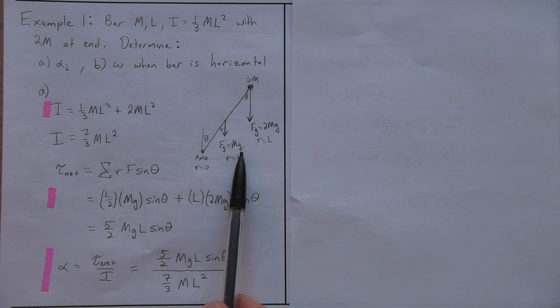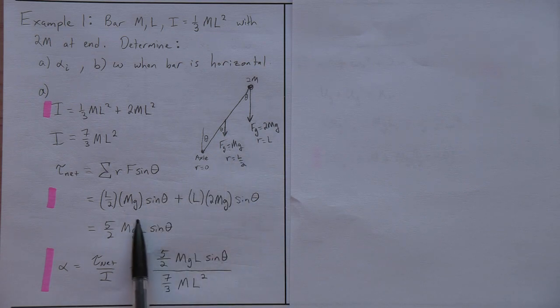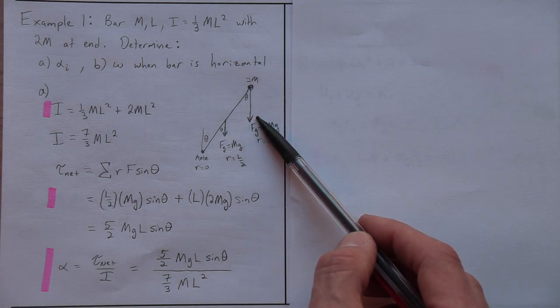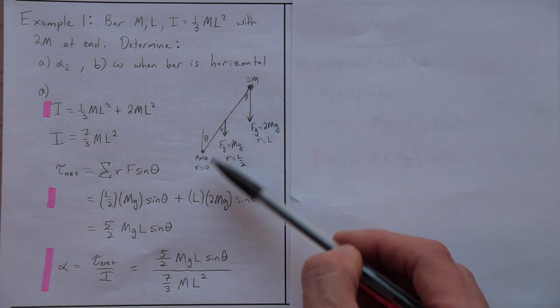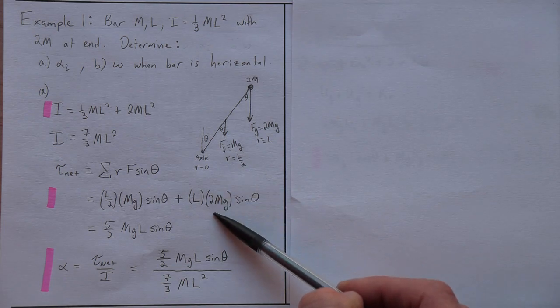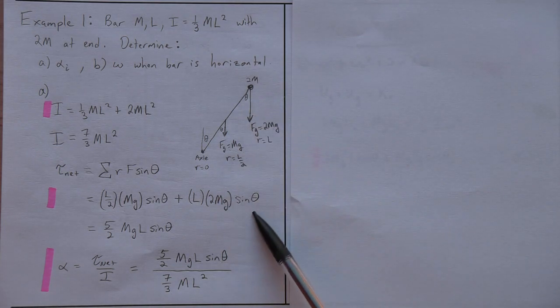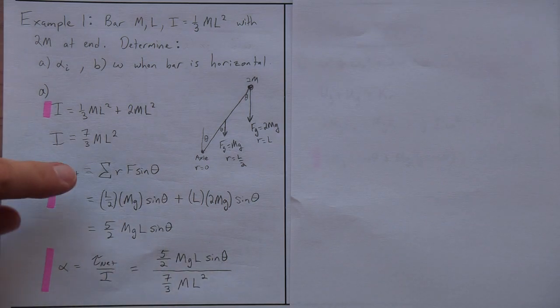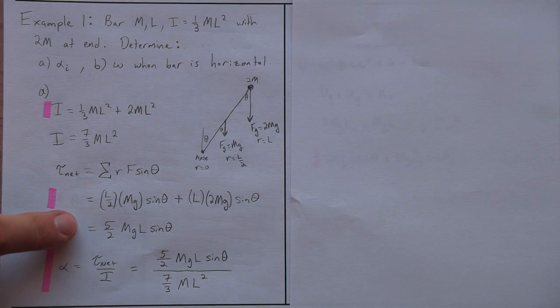So again, this step is highlighted. This is the radius of that force, the force, and then the sine theta right there. This is the torque of this force. It's at a radius of L. The force is 2 mg, and then sine theta. I found a common denominator. Again, don't worry about how I got 5/2, but that's basically what I did. I just added these two together.